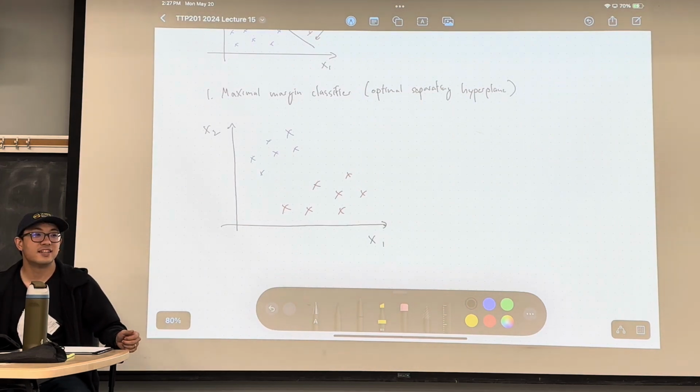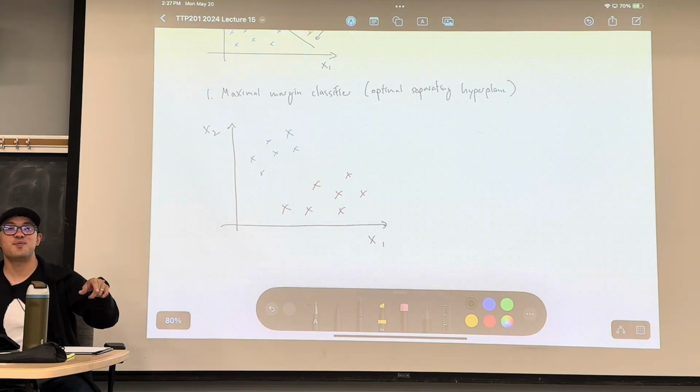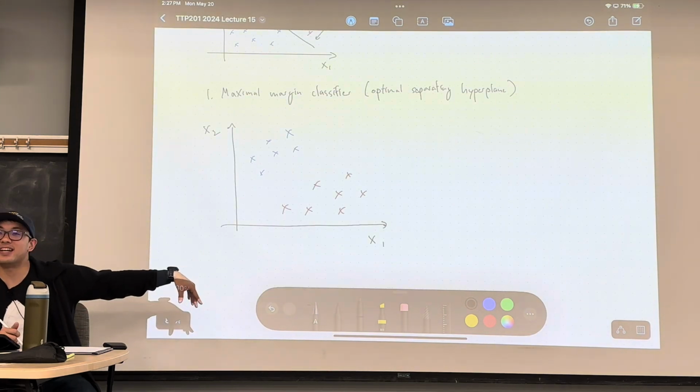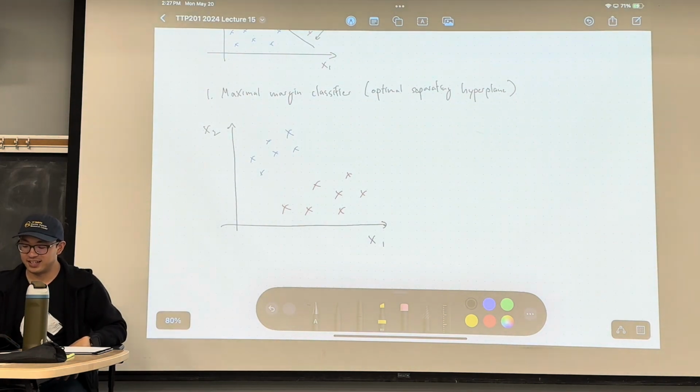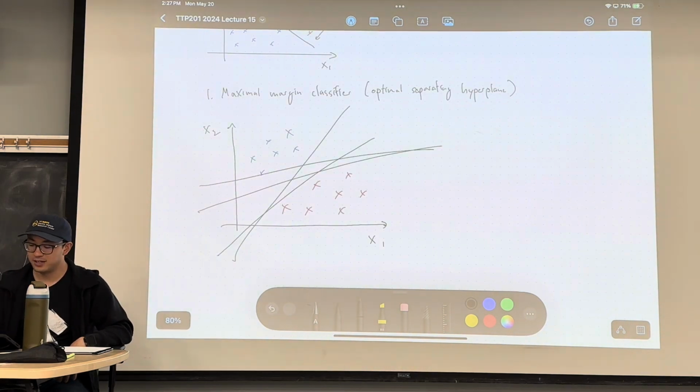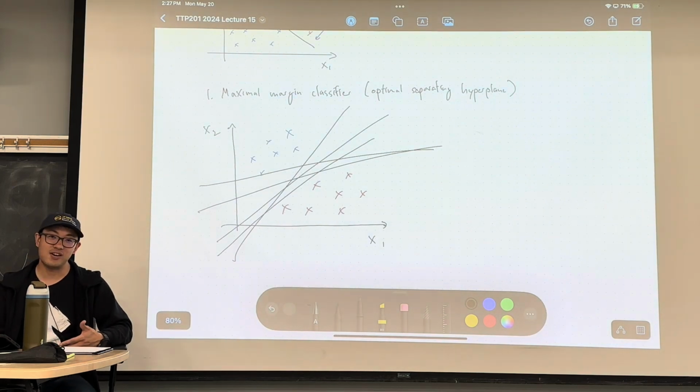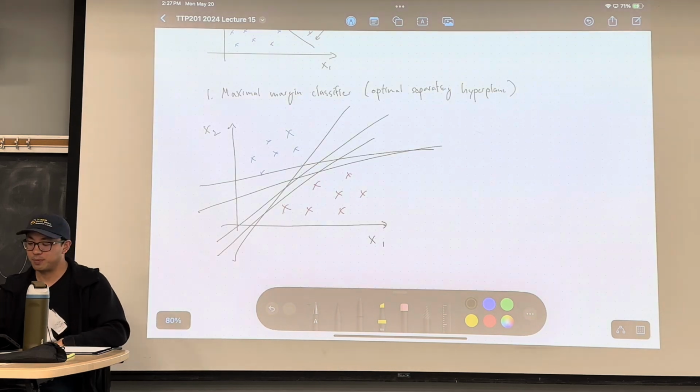Yes, exactly. In the same way that, early on in the class, I had you draw different lines to go through points in linear regression, there's an analog here. I could draw this one, this one, this one. In fact, there are an infinite number of separating hyperplanes.